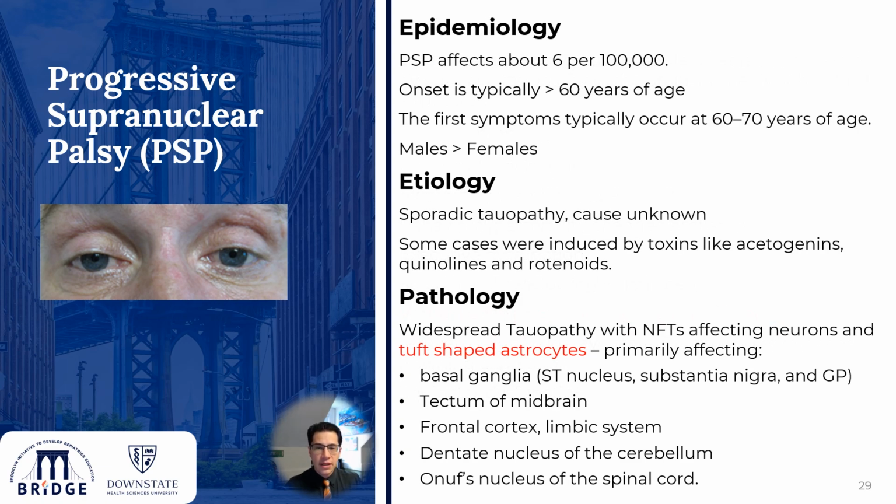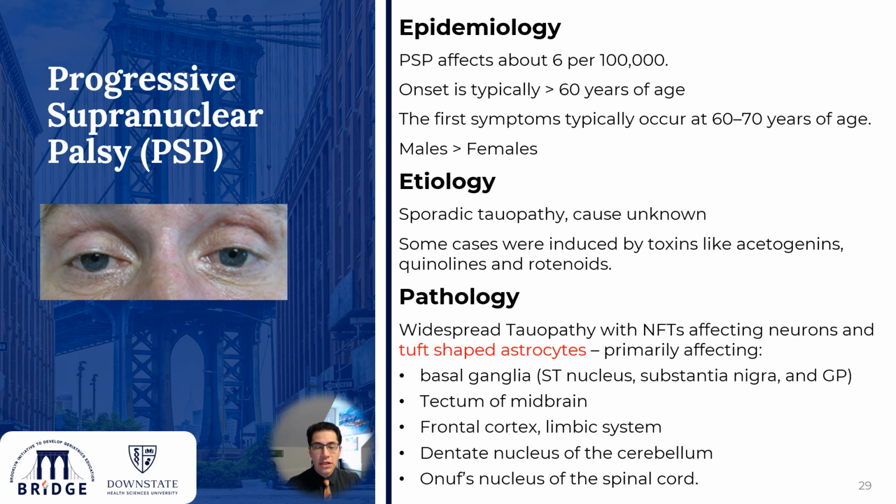So this disease affects only about 6 per 100,000 Americans. The onset is typically more than 60 years of age, and it tends to happen more often in men than women. The etiology is not exactly known, but some toxins have been implicated, like acetogenins, quinolones, and retinoids.